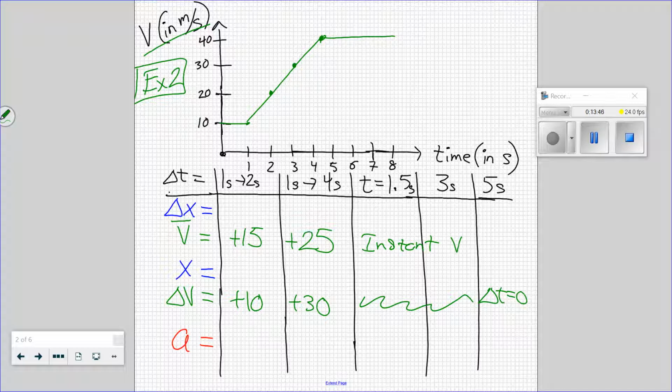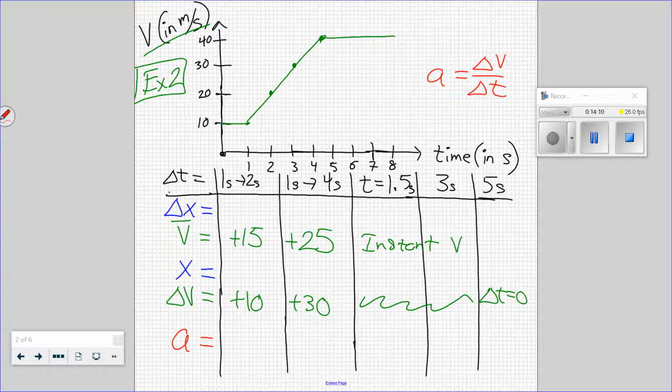How about acceleration? Is acceleration the change in speed over change in time? Change in velocity, excuse me. So what's the acceleration on this graph? Yes, sir. Yep. It's the slope again. So that's actually really easy.